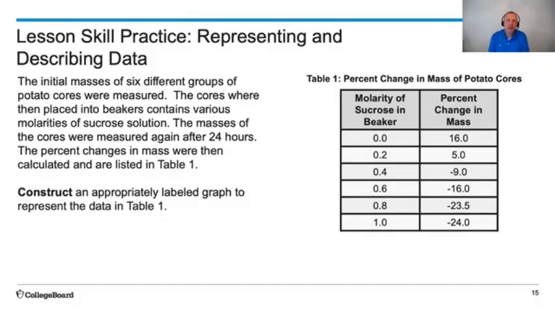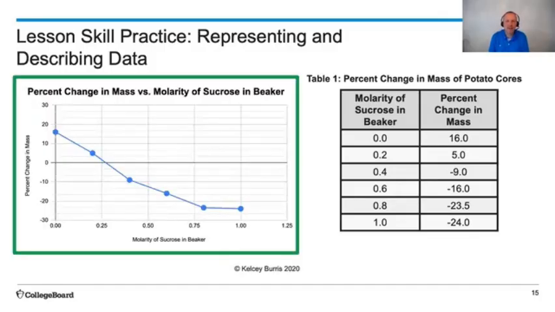Welcome back. You were supposed to construct an appropriately labeled graph to represent the data in Table 1, which represents percent change in mass of a potato core. For this graph, you should have produced a line graph. This line graph is interesting due to the fact that you have both positive and negative numbers on the y-axis, which causes 0 to be halfway up the axis.